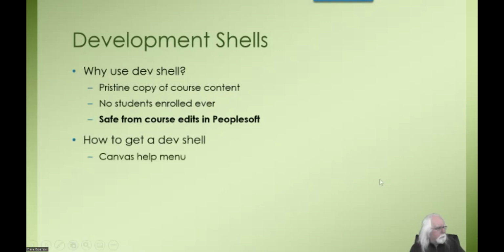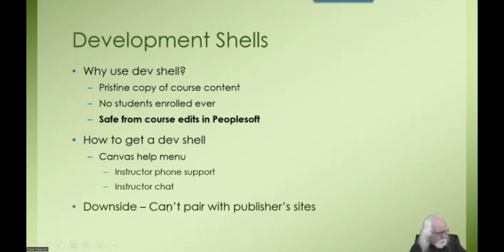You can get a development shell through the Canvas Help menu, either through the phone support option that I showed you, or through a chat support option, which is also in that menu. And you just go online, talk to someone at Canvas or type with them and say, I'm an instructor at the San Diego Community College District. I'd like a development shell for English 101. And they make you one while you wait, and you immediately have a shell in which you can start developing your course.